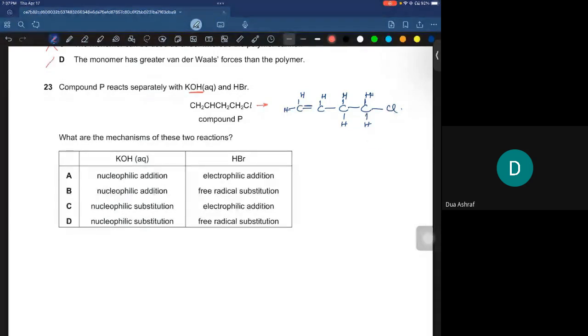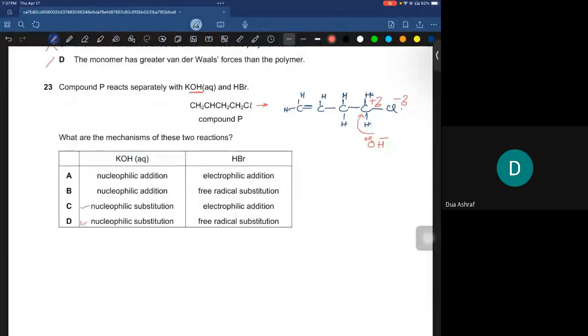KOH means OH minus. It has a lone pair of electrons. It's a nucleophile, substituting this chlorine, of course. If this is partial negative, this carbon would be partial positive. So this OH minus is going to attack this carbon and replace the chlorine. It should be a nucleophilic substitution. Option C and option D may be correct.